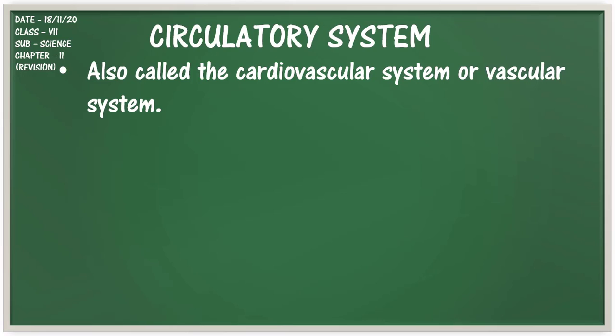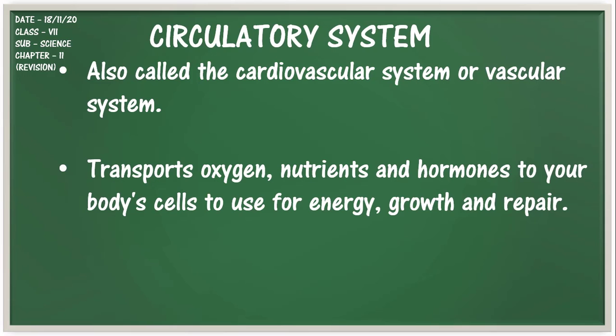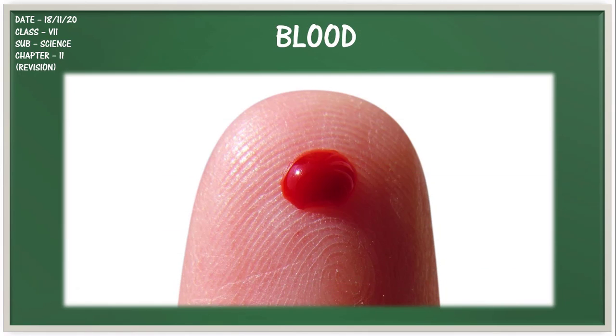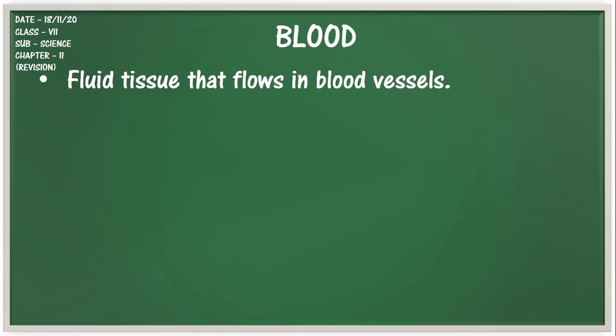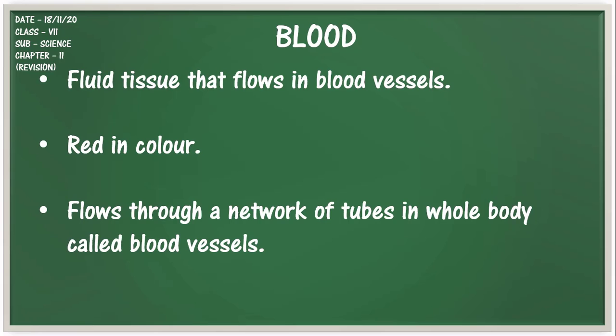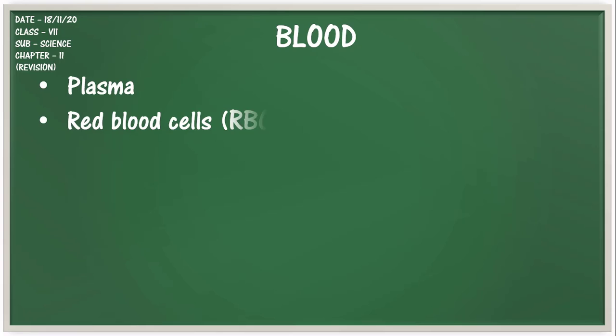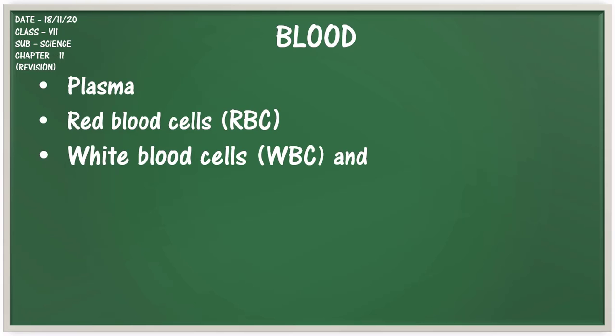The circulatory system consists of blood, blood vessels and heart. Now what is blood? Blood is a fluid tissue that flows in blood vessels. It is red in color and it flows through a network of tubes in the whole body called blood vessels. Blood is pumped to every part of the animal by the heart. Blood consists of four components, that is plasma, RBCs which are red blood cells, WBCs which are white blood cells, and platelets.